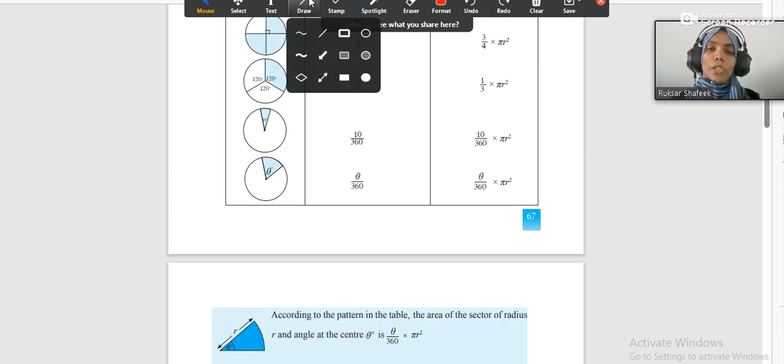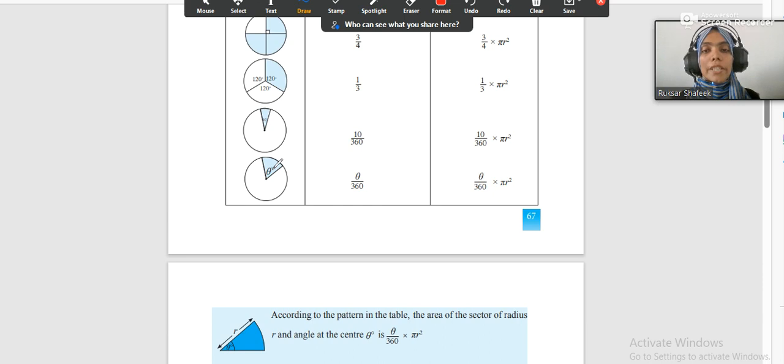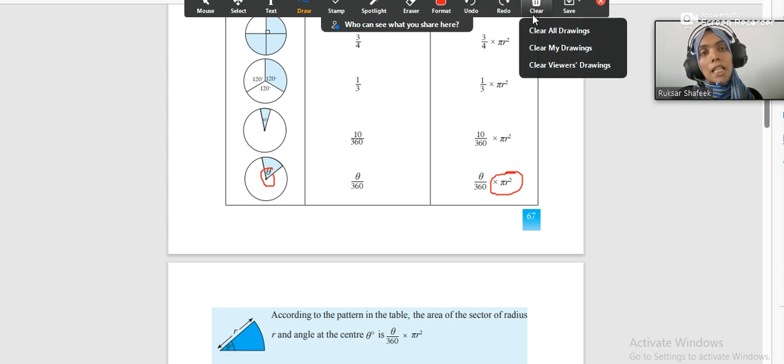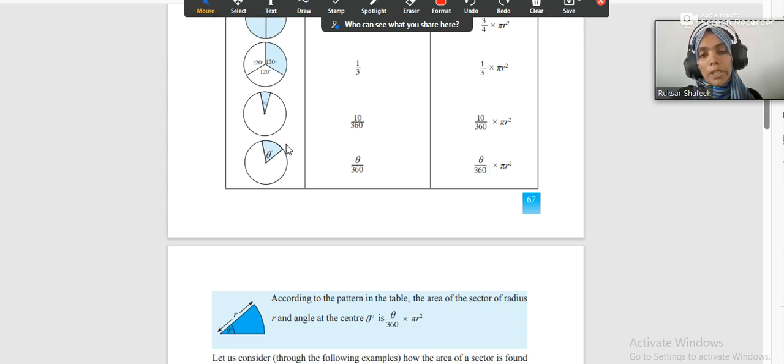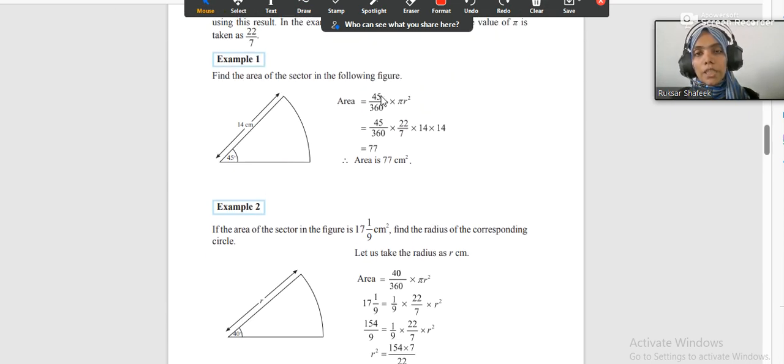Basically what you need to focus on is when you have an angle, just like how we did to find the perimeter, theta over 360 times 2 pi r is for perimeter, and here, since we're talking about area, it's theta over 360 times pi r squared. Looking at the examples that we have, example 1 here is find the area of the sector in the following figure. We have the angle which is 45, so 45 over 360 times pi r squared. Pi is 22 over 7, and we can do the division here.